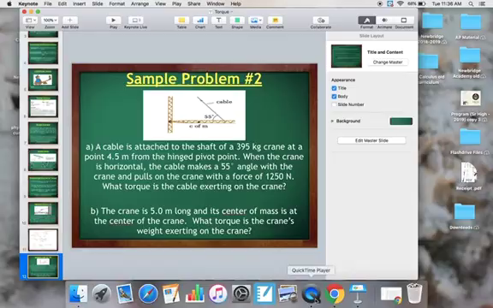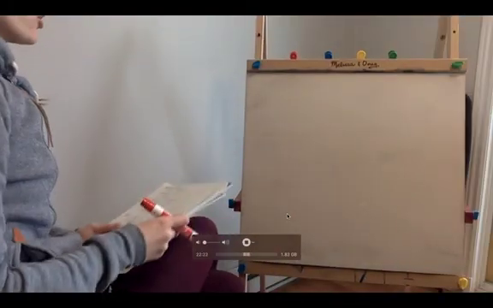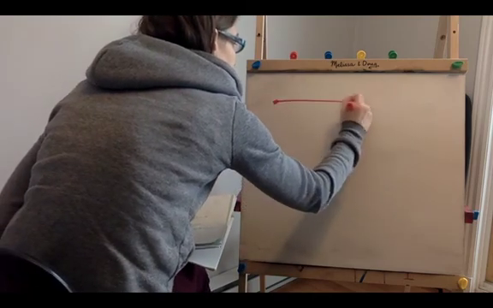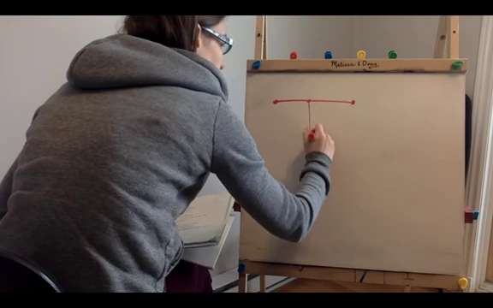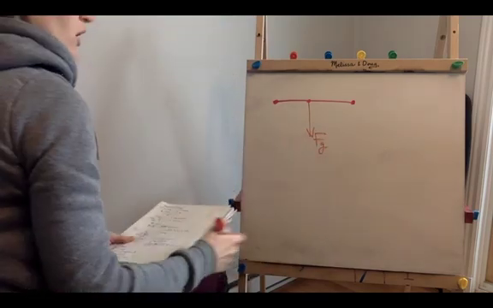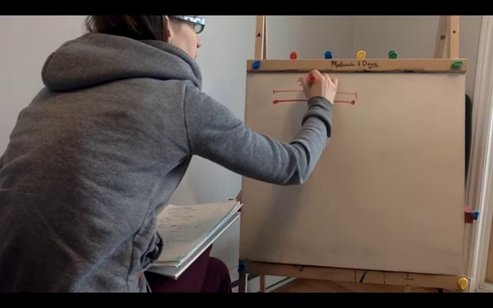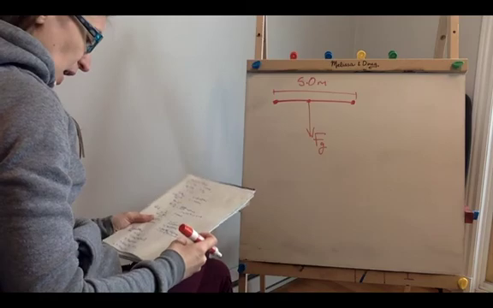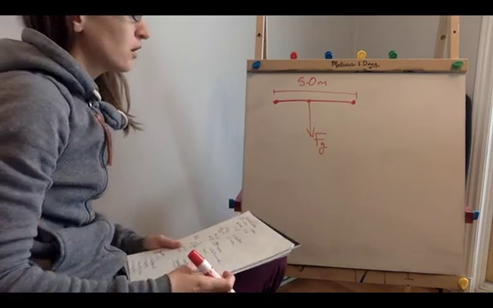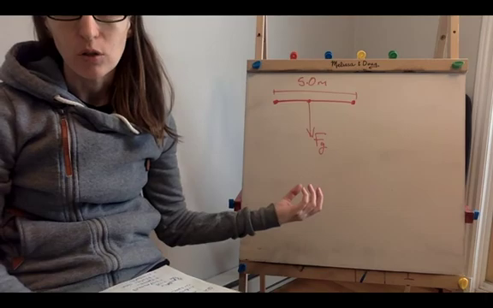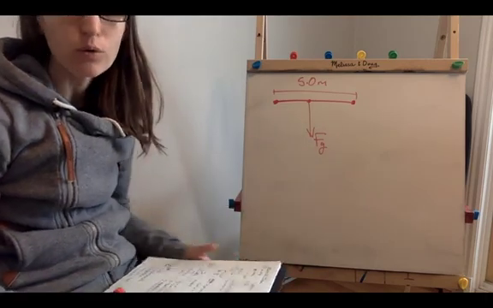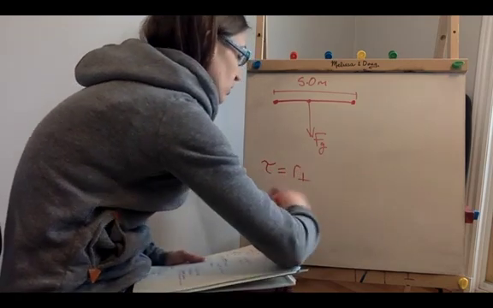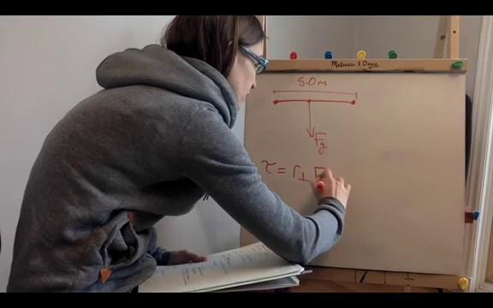So if we look back at this now, we're not interested in the cable so much anymore. Instead, what we have is this beam, where this is our center of mass. So the force of gravity would be pulling down directly here. We know that the length of the entire beam is 5.0 meters. And again, we're being asked what the torque is from the weight pulling it down. Same idea: that torque is going to equal our perpendicular distance multiplied by the force.